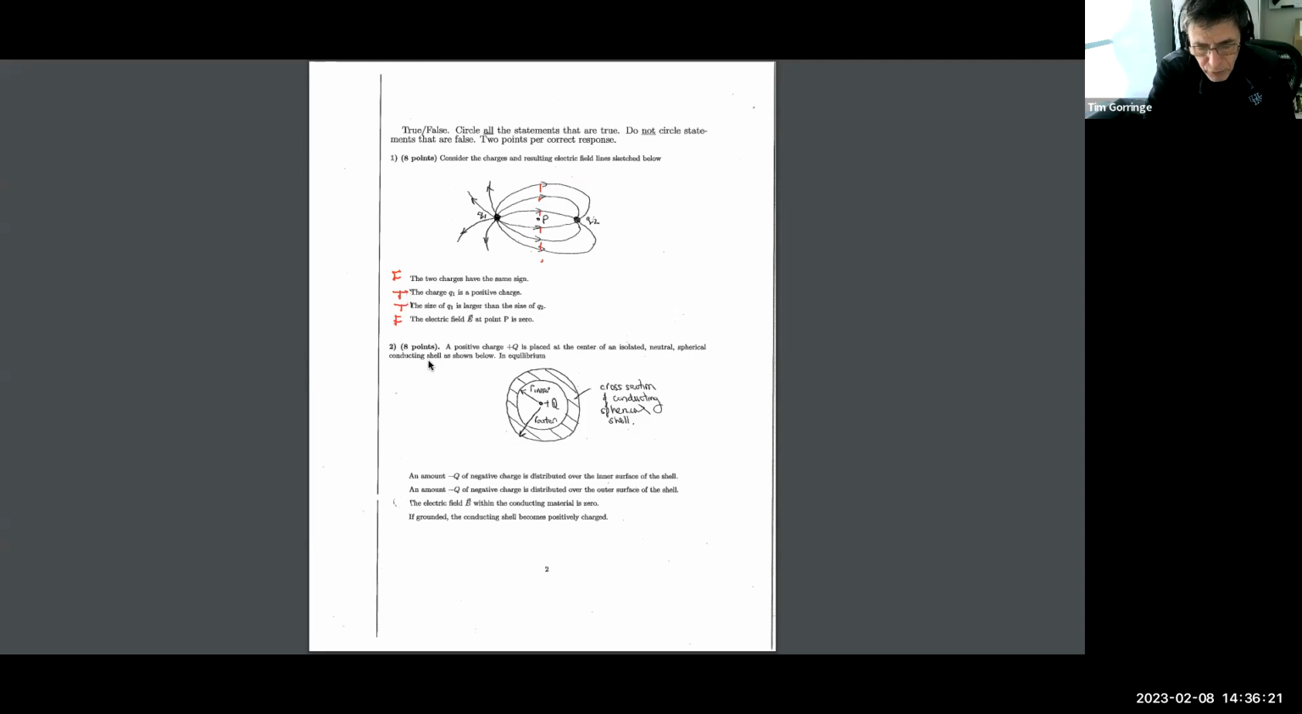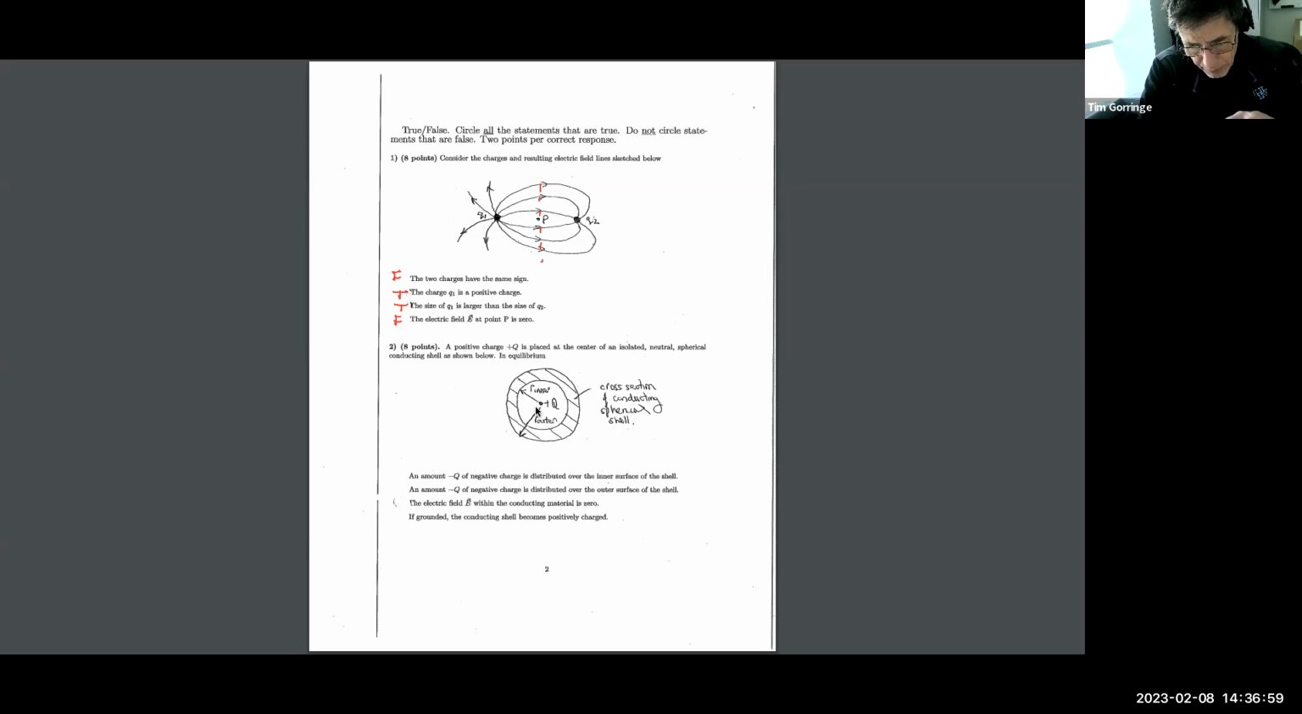Okay, second concept question. In the second concept question, we've got an arrangement which involves a positive charge plus Q that's located at the center of a spherical conducting neutral overall cavity. That's shown here in this hatched region. This is a cross section through that spherical shell with a cavity or a hole in the center.